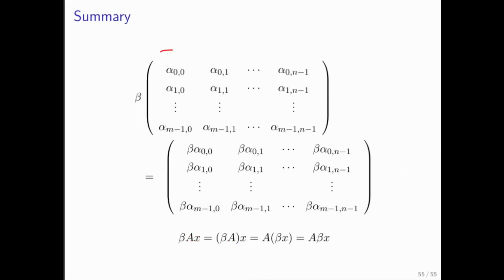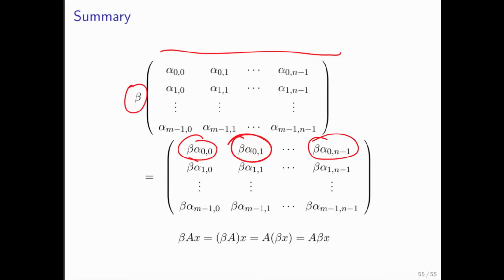So in summary, taking a matrix and multiplying by a scalar is simply the same as multiplying the individual elements by beta. And you can do beta times Ax, or you can put parentheses around it, or you can move your scalar around. All of those end up being the same.